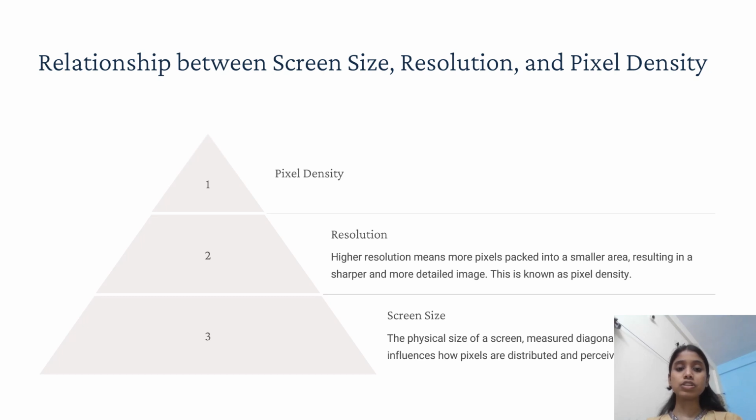Relationship between screen size, resolution, and pixel density. Pixel density comes at the top of the pyramid, and then we have the resolution. Higher resolution means more pixels packed into a smaller area, resulting in a sharper and more detailed image. This is known as pixel density. Then comes the screen size. In the lower part of the pyramid, the physical size of a screen, measured diagonally, influences how pixels are distributed and perceived by the user.